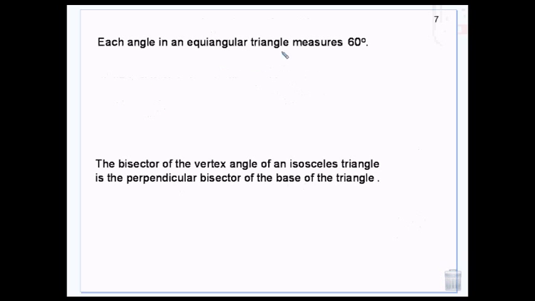Every angle in an equiangular triangle measures 60 degrees. If you think about it, a triangle is 180 degrees, and it has three angles. So 180 divided by 3, 60.